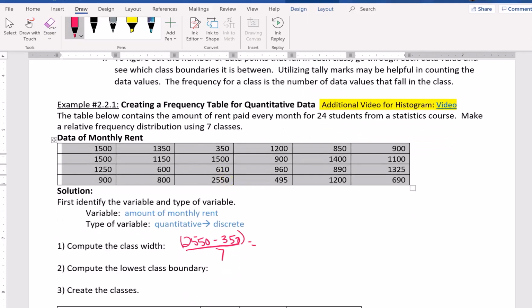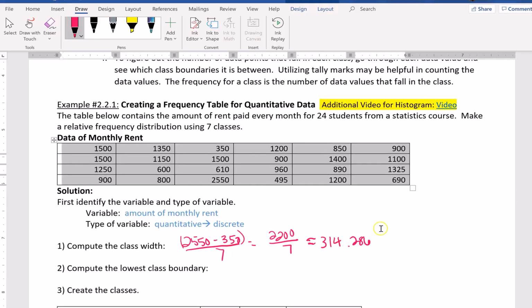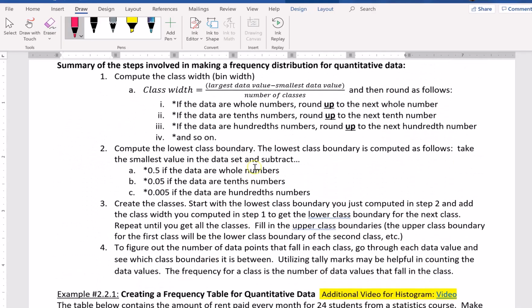So you want to subtract these first. You get 2,200. Then divide by 7. So you get about 314.286. So the data are whole numbers, so you want to round up to the next whole number, no matter what it is. So this is going to round up to 315. That's your class width.